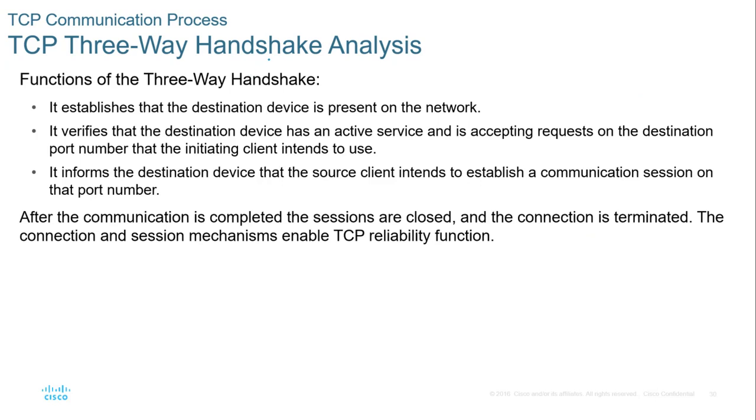TCP three-way handshake analysis. Functions of the three-way handshake: it establishes that the destination device is present, and verifies that the destination device has the active service that is needed in the process of connection establishment, and is accepting requests on the destination port number. So it first has to determine that the destination is active and is accepting requests.